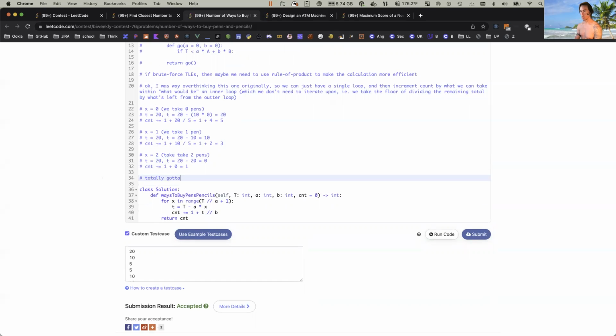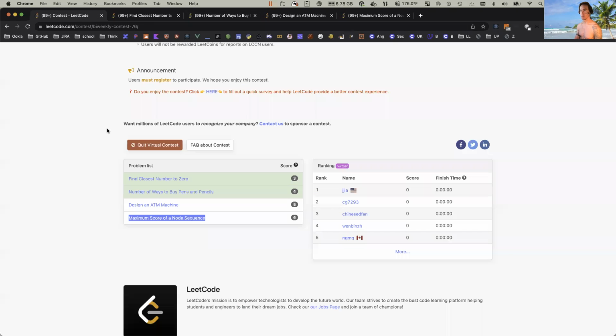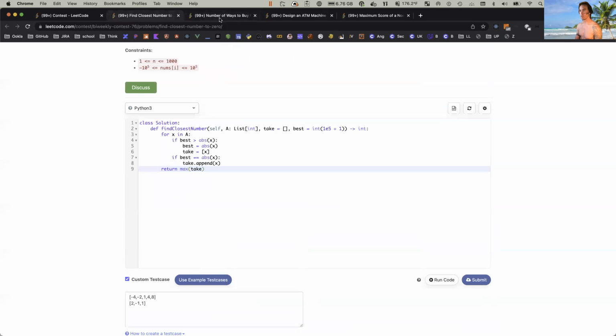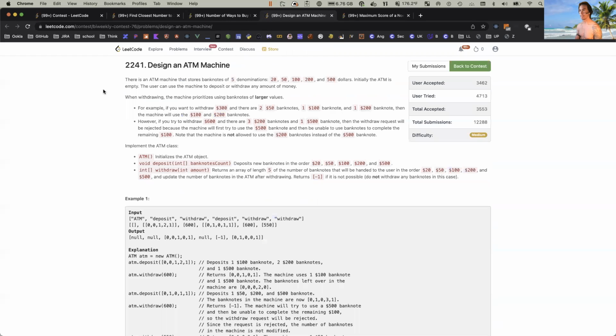Totally gotta remember to KISS. It's super simple. Okay, how much time do we have left? 1 hour, 3 minutes. Okay. Design an ATM machine.